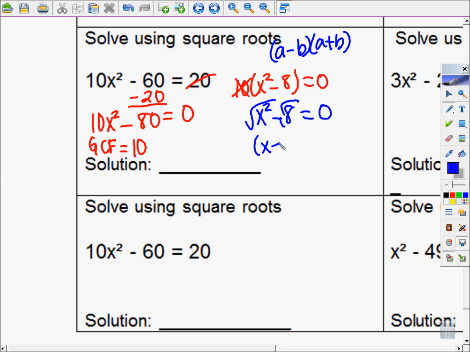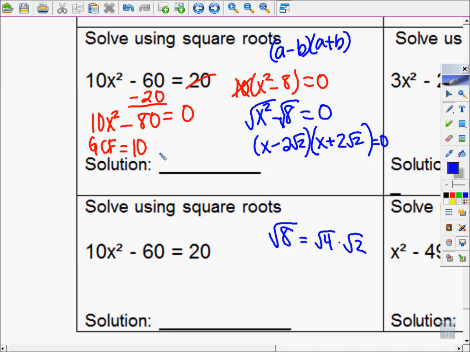The square root symbols got jacked up a little bit. Alright, so in this space, if I have square root of 8, it's the same thing as saying square root of 4 times square root of 2, right? And what's the square root of 4? 2. Is there a square root for 2? No. So it's just 2 square root of 2. So I'm going to have a minus operation and a plus operation. So that's my factor. So my answer would be x equals plus or minus 2 square root of 2.